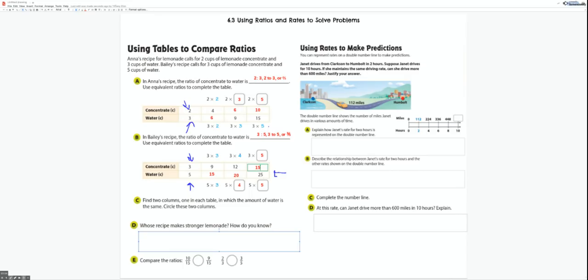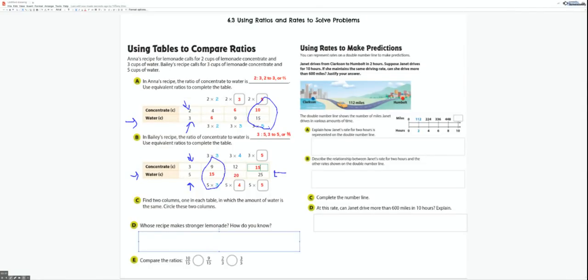Now in C, it says find 2 columns, 1 in each table, in which the amount of water is the same. So if you're paying attention, water's on the bottom row of each table. So Anna's water, we had 3 cups, 6 cups, 9 cups, 15 cups. Bailey's was 5, 15, 20, and 25. So the only one where they had the same amount of water was when they both had 15 cups. I'm going to circle that here, and then I'm going to circle that here. Now notice the amount of concentrate is different. So in D, it says whose recipe makes stronger lemonade?